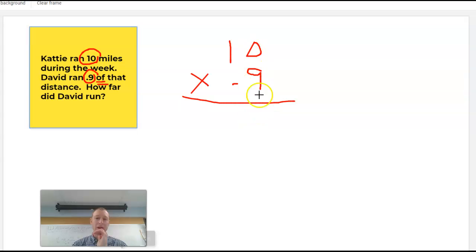All right, so let's do it. 9 times 0 is 0. 9 times 1 is 9. Where does my decimal point go? I've got to move it over one place. All right, so that means David ran 9 miles and Katie ran 10 miles. And 9 is 9/10 of 10.